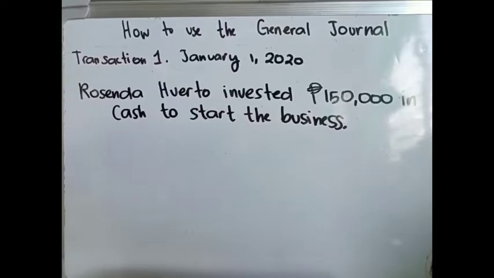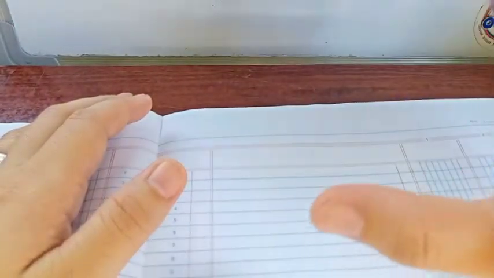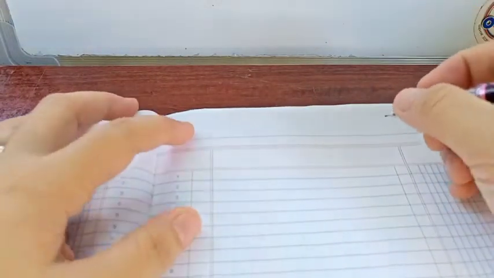For this video, we will be using the Rosenda Huerto Company. As you can see on the screen, transaction 1 is for January 1, 2020, wherein Rosenda Huerto invested 150,000 in cash to start the business. That is the problem we will use so you can learn how to use the general journal.